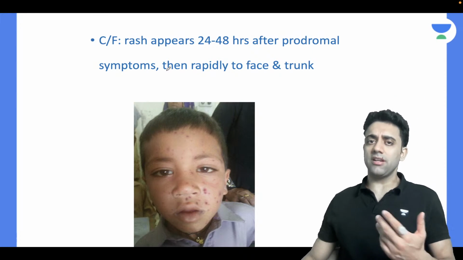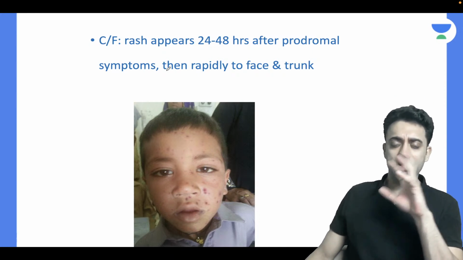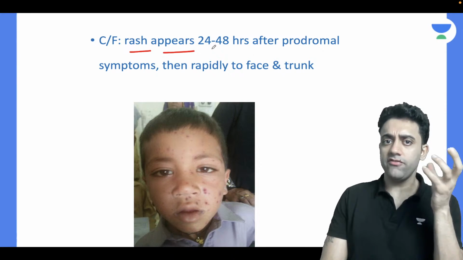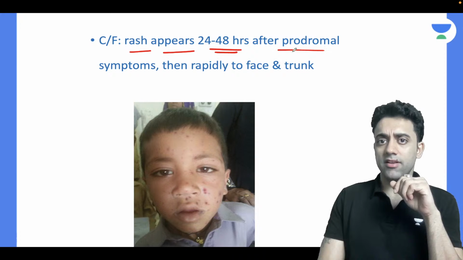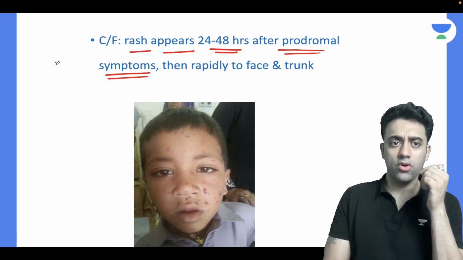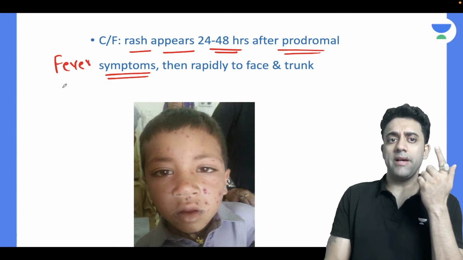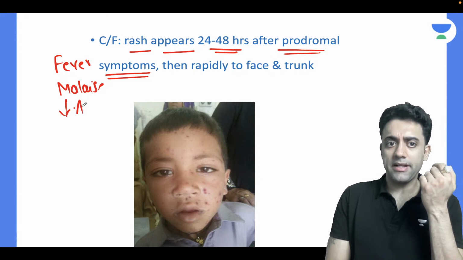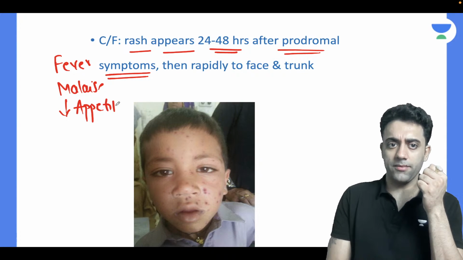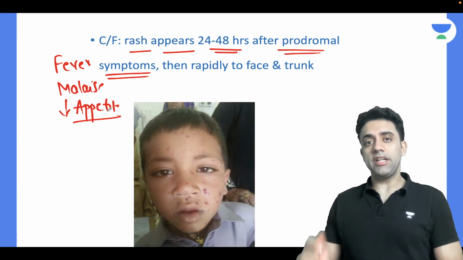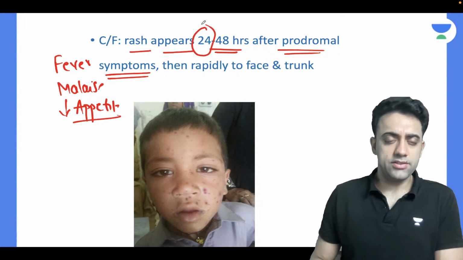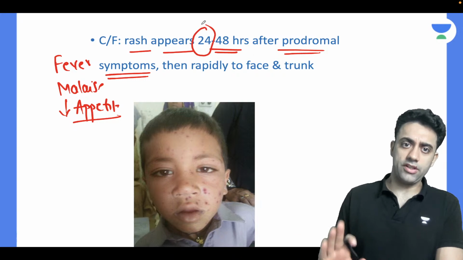So we have done the rash, the whole thing. Let's have an overview. The rash appears 24 to 48 hours after prodromal symptoms. What are prodromal symptoms? Fever, malaise, lethargy, not eating well, decreased appetite. So the rash will appear within 24 hours, fever within the first day mostly. So if fever with rash on the first day, you'll think of chickenpox.